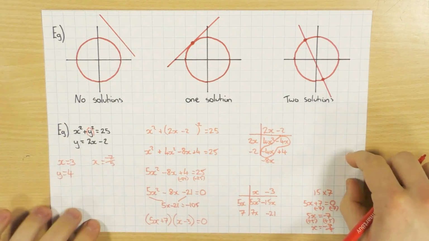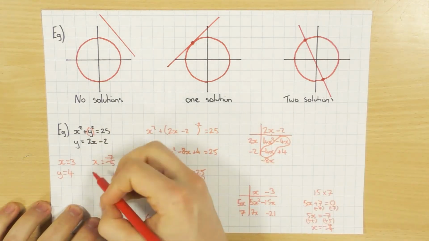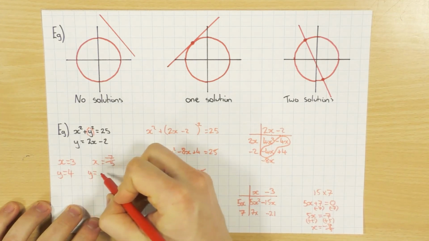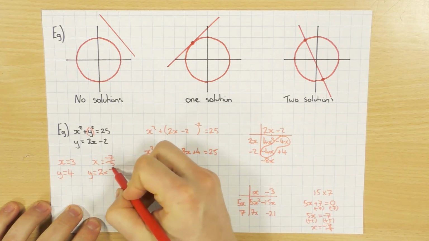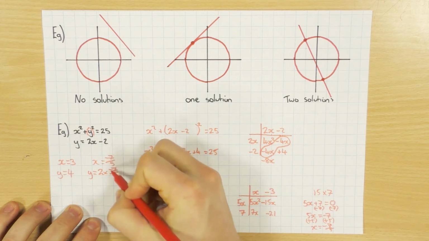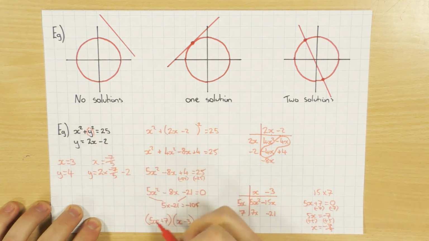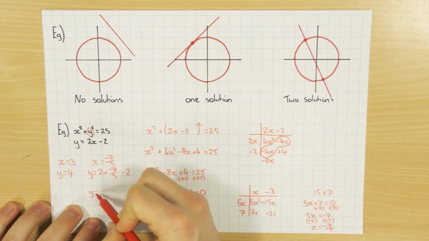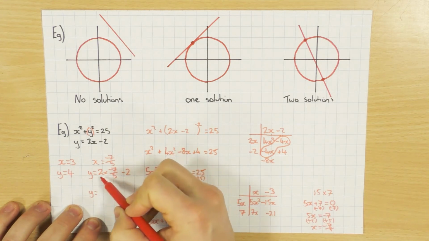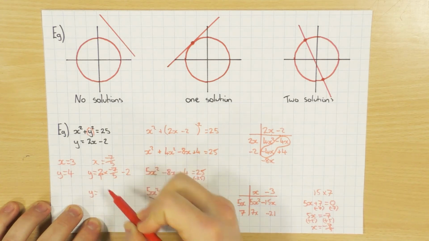This one here is a little bit trickier. So I need to substitute it into this. So y equals 2 times my 7 over 5, which is my x value, and then take away 2. So y equals 2 times minus 7 over 5. Think of it as a fraction, so 2 over 1.